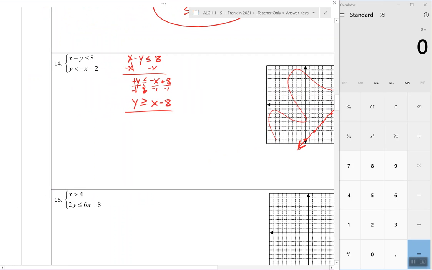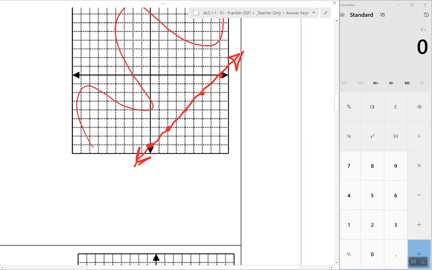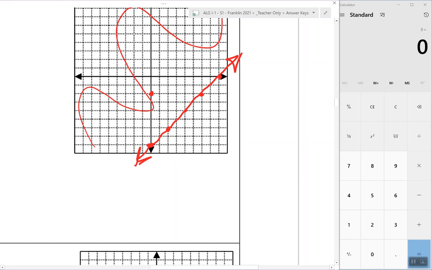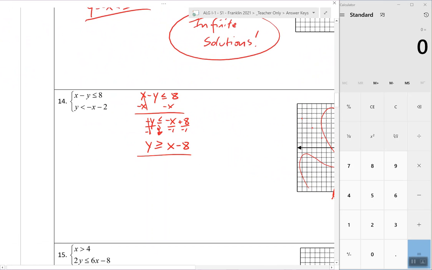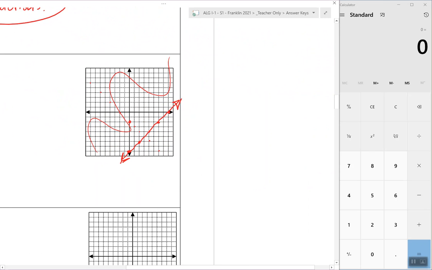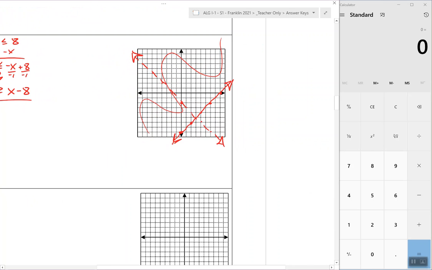Let's graph the other line. Y is less than -x minus 2. So that starts at -2. Slope is -1, so down 1 right 1, or up 1 left 1. And this one gets a dotted line because it doesn't have the equal to bar. So less than gets a dotted line. And then it is less than, so we shade below.